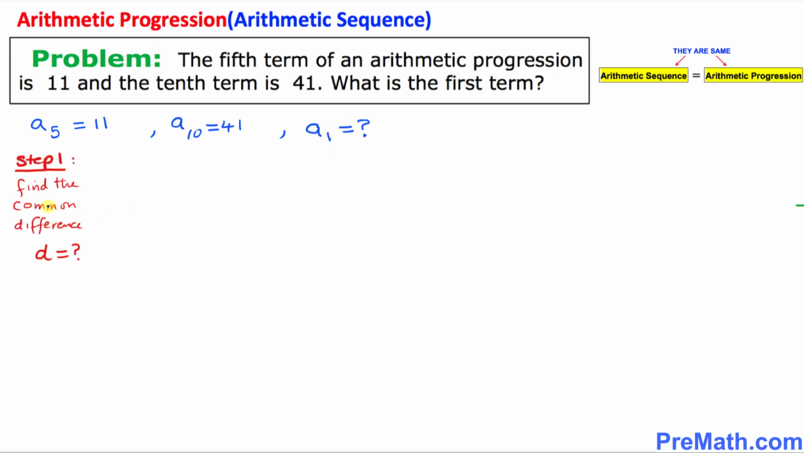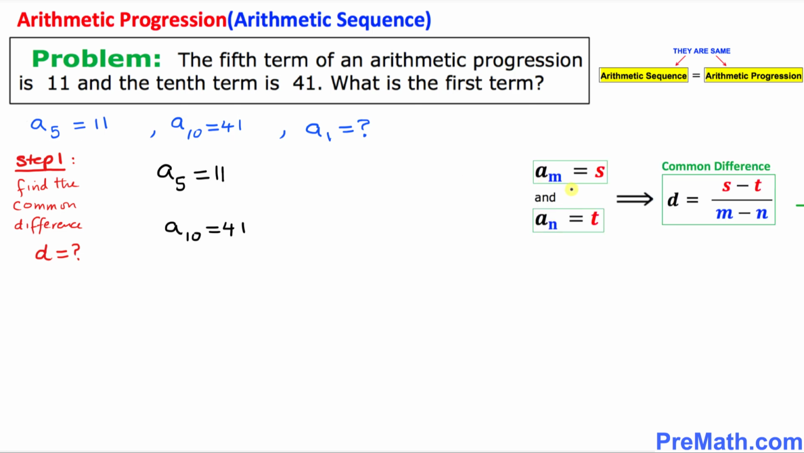And in this very first step, we are going to find the common difference d. And we know that we have this much data given to us, that a of 5 equals 11 and also a of 10 equals 41. As you can see, this has been given to us. I just wrote it down over here.